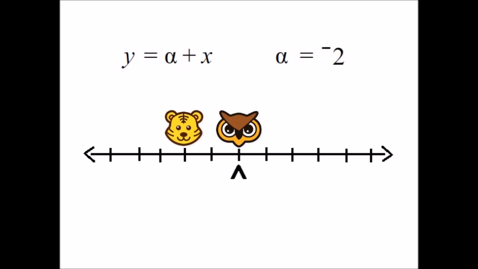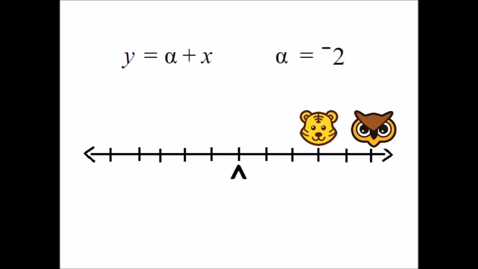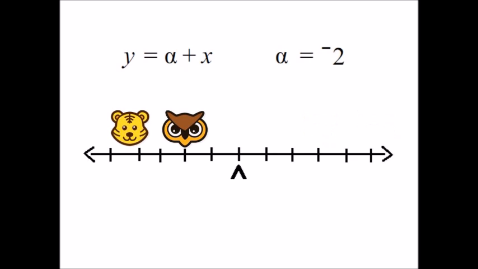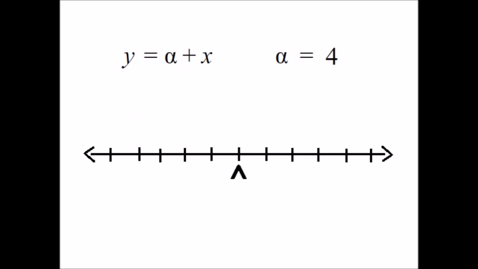Yellow tiger is always to the left of x the owl. They move around a bit, but y is on the left, as long as alpha is negative. For a positive alpha, y is on the right. The bigger the alpha, the farther they are apart. Alpha is the slide you around function.